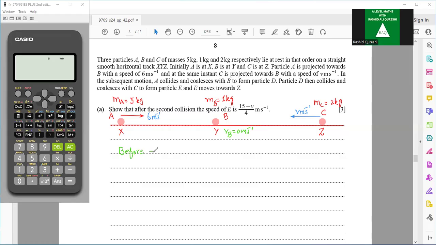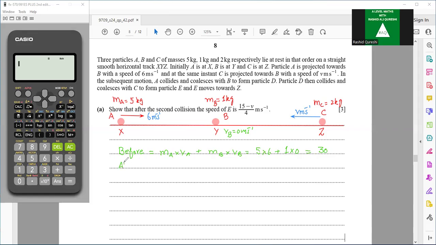what is the total momentum? The momentum of both particles will be the mass of A multiplied by the velocity of A, plus the mass of B multiplied by the velocity of B, before collision. According to the question, the mass of A is 5 kilograms and the velocity of A is 6 meters per second, plus the mass of B is 1 kilogram and the velocity of B is 0. So that is 30. The momentum before collision is 30.